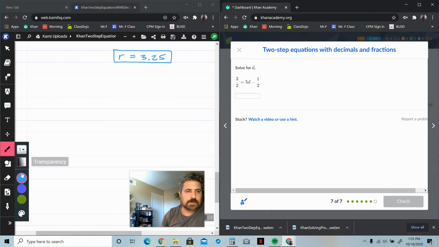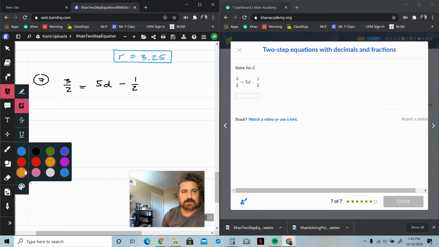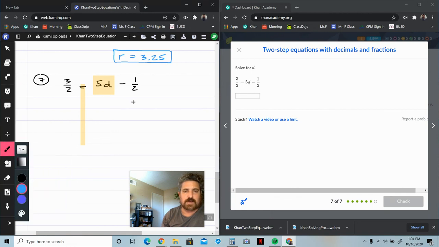So our next problem here is number 7. This is 3/2 equals 5 times d minus 1/2. Okay. Ultimately, what I would want to do here is get the variable term by itself. How do we get 5d by itself? Well, we want to peel away that minus 1/2. How do you undo minus 1/2? You add 1/2 to both sides. Whatever you do to one side, make sure you do to the other.